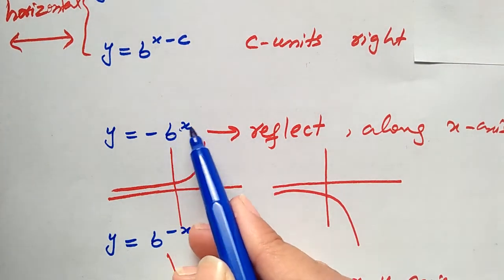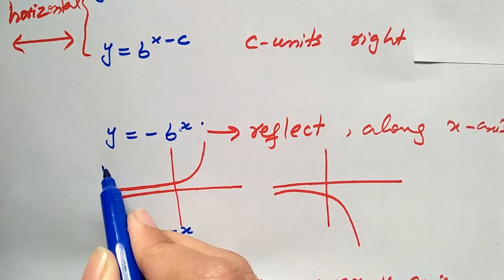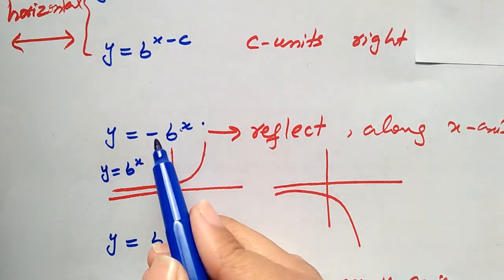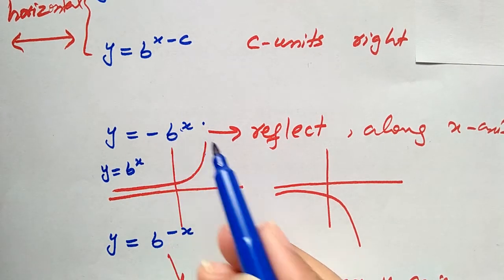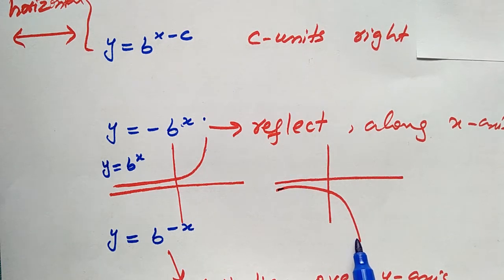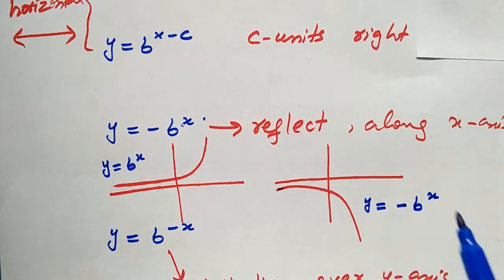Consider y equals negative b raised to power x. I will first draw the parent function y equals b raised to power x. For negative b raised to power x, we will just get the reflection along the x-axis like this. This is the graph for y equals minus b raised to power x.